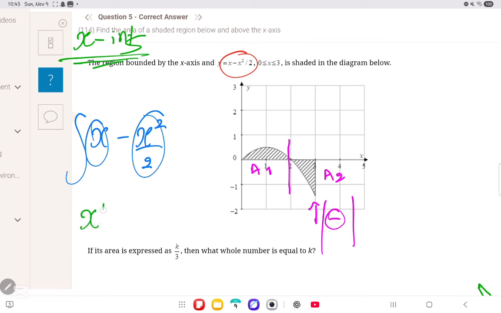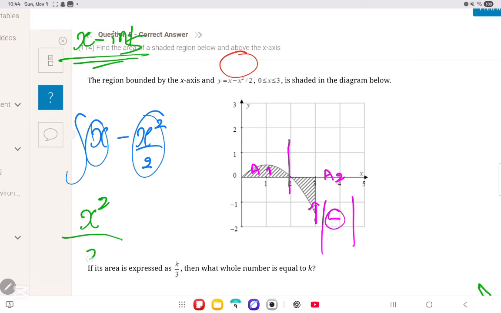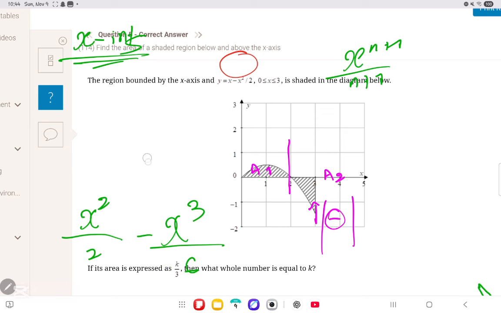From my integration, it's going to be x to the power of 1 plus 1 over 1 plus 1. So it's going to be x to the power of 2 over 2, because you follow x to the n plus 1 over n plus 1, minus x, 2 plus 1 is how much? It is 3 over 2 plus 1, which is 3 times 2. So this is going to be 6. So this is what the integration looks like, and we don't forget to add plus c.